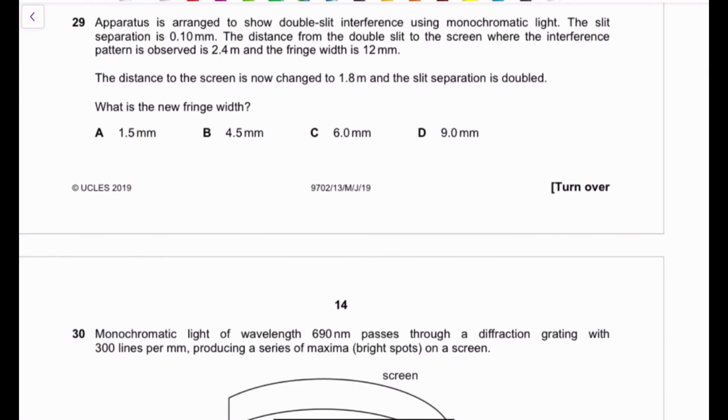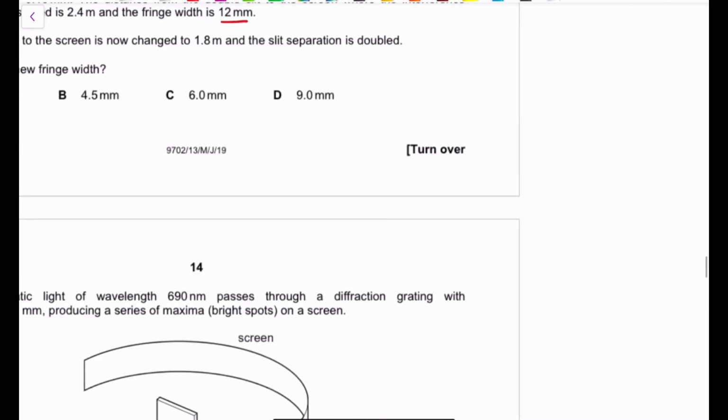We've been given an apparatus arranged to show the double slit experiment using monochromatic light. What does monochromatic mean? It means that it has one color, basically the same frequency. The slit separation is 0.10 millimeters. The distance from the double slit to the screen where the interference pattern is observed is 2.4, and the fringe width is 12. The distance is now changed to 1.8, and the slit separation is doubled. What is the new fringe width?